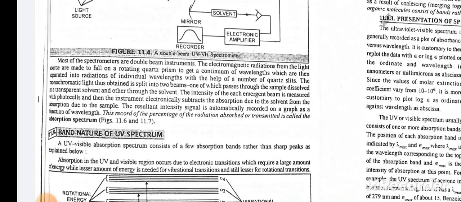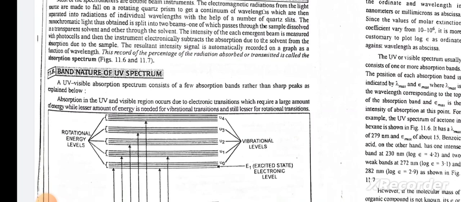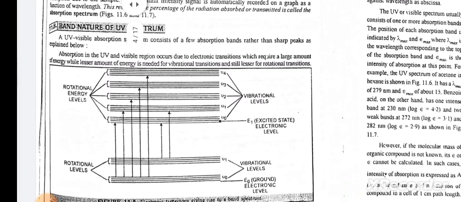The monochromatic light thus obtained is split into two beams, one of which passes through the sample dissolved in a transparent solvent and the other through the solvent. The intensity of each emergent beam is measured with photocells, and then the instrument electronically subtracts the absorption due to the solvent from the absorption due to the sample. The resultant intensity signal is automatically recorded on a graph as a function of wavelength. This record of the percentage of the radiation absorbed or transmitted is called the absorption spectrum.